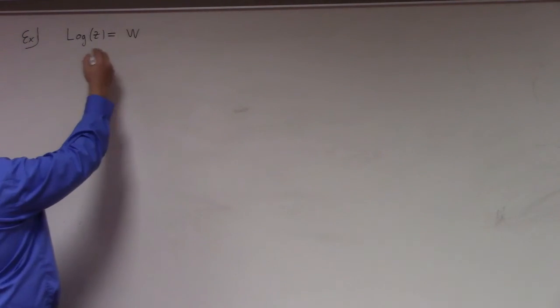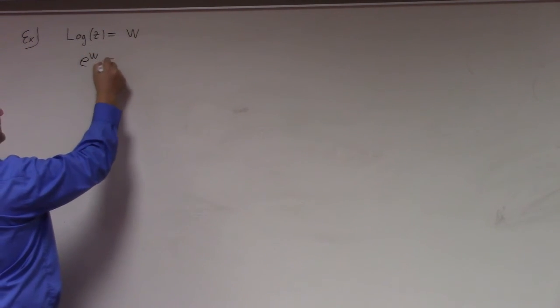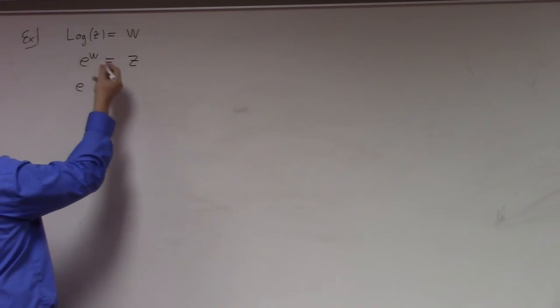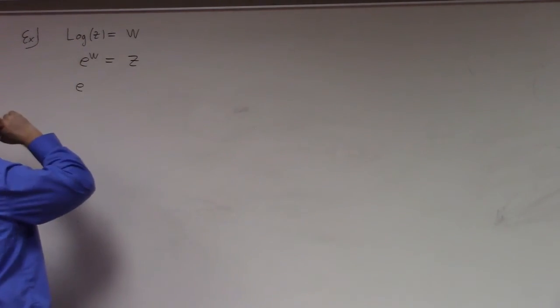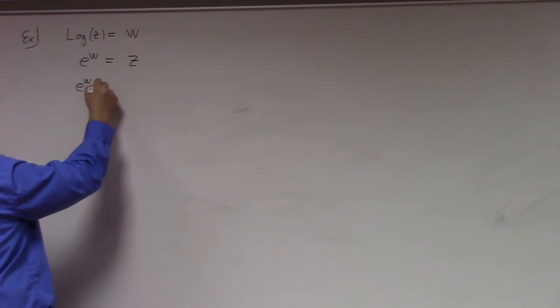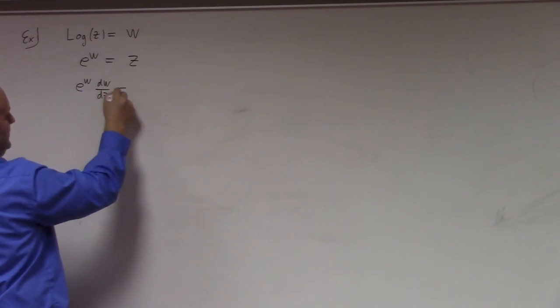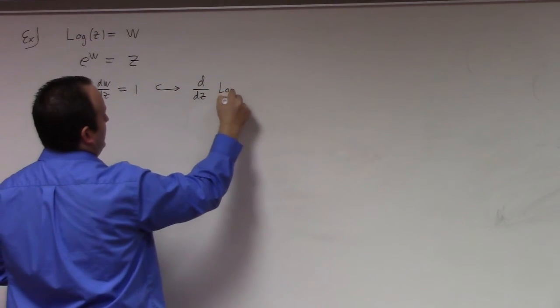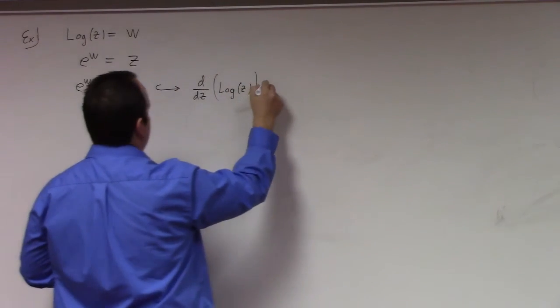All right, so e to the w equals z. But then we know the chain rule, right? So I guess you could do that. Well, if I differentiate this implicitly, I get e to the w dw/dz is equal to 1. So again, d/dz of log z is equal to 1 over z.